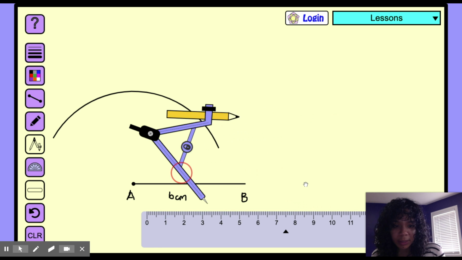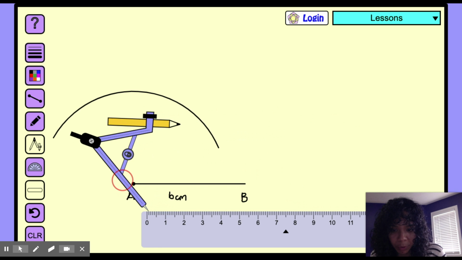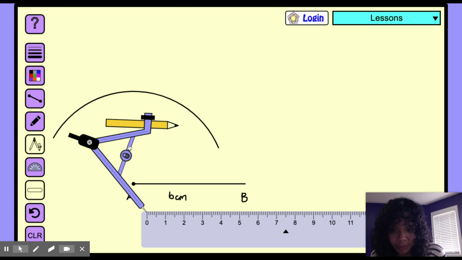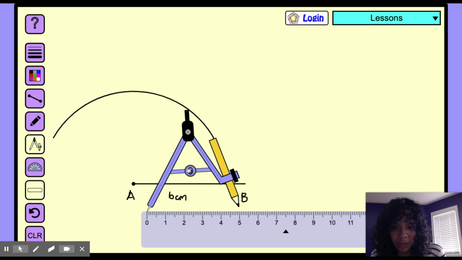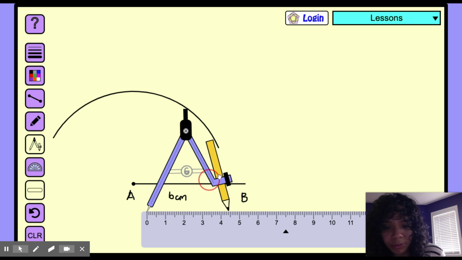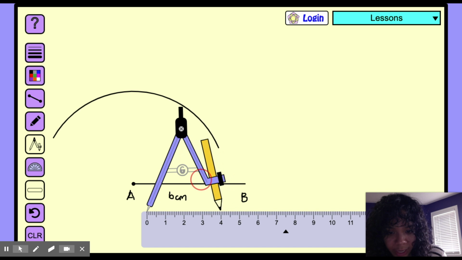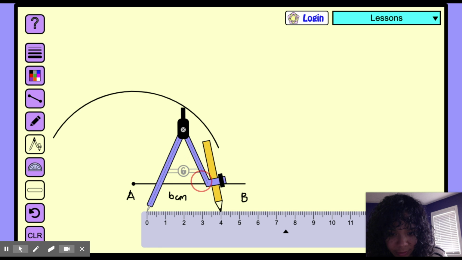So I'm going to bring it, I'm going to line up the point at the 0. I'm going to unlock it. And then it says 4 centimeters for BC. So I'm just going to line up my pencil to the 4 as best as I can. Okay. Then I lock it in place.